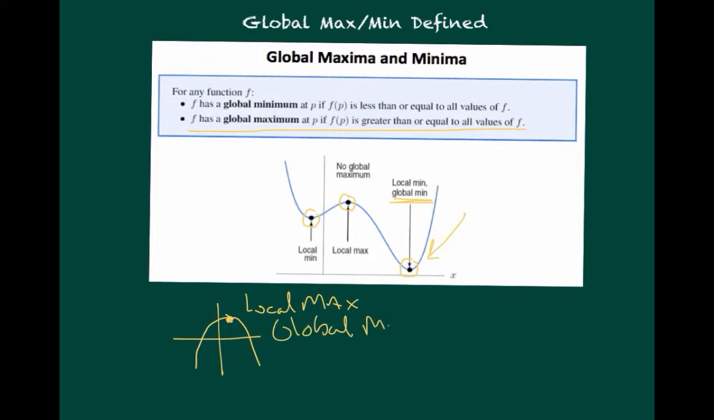So on each function there is at most one global maximum and at most one global minimum. There doesn't need to be either. And every global max or global min is also a local max or local min. Okay, let's take a look at one more example and then we'll wrap things up.